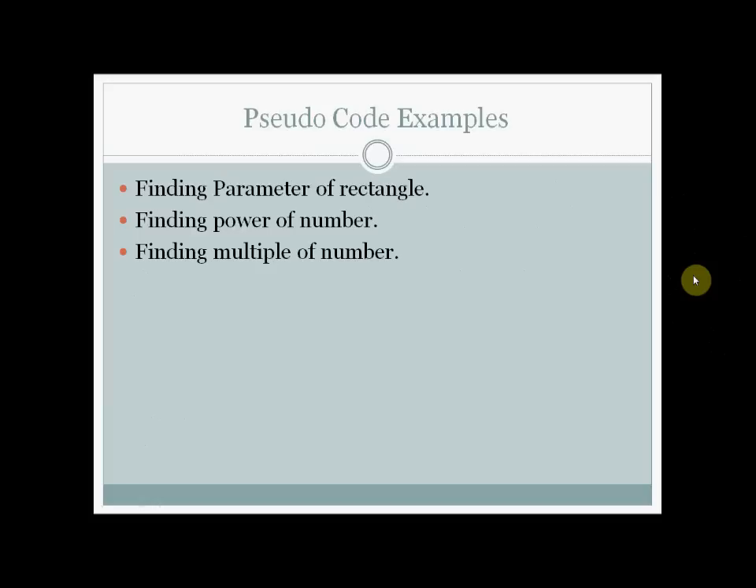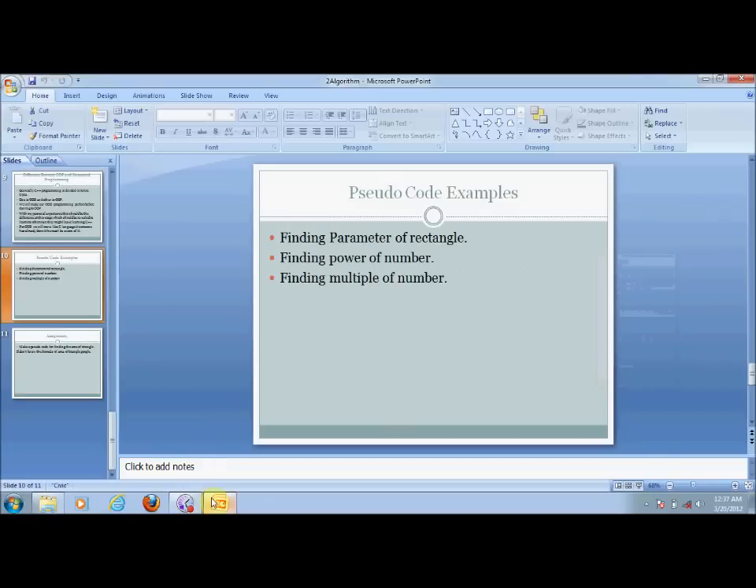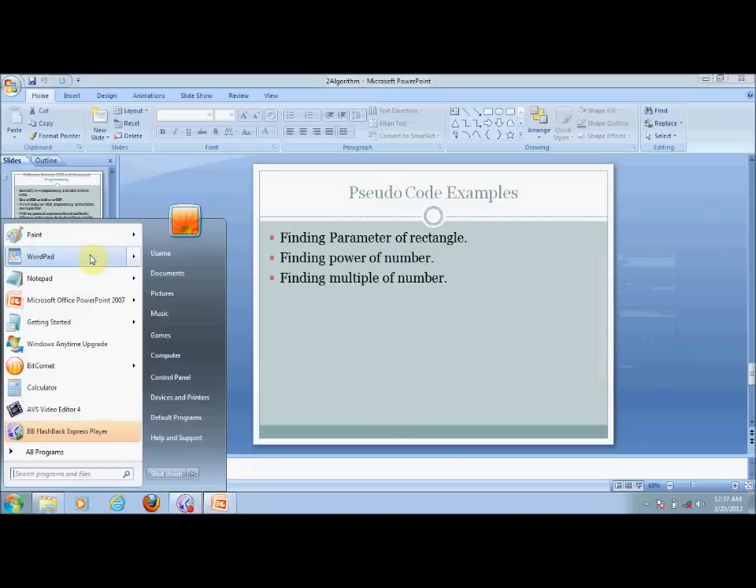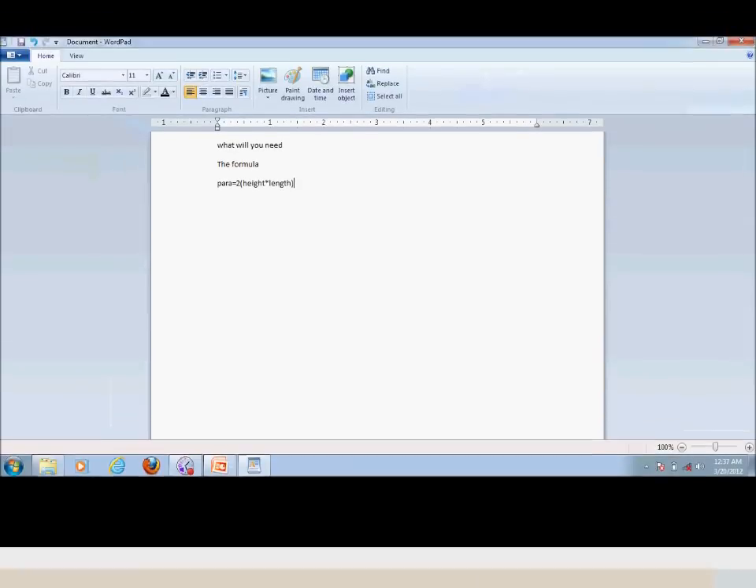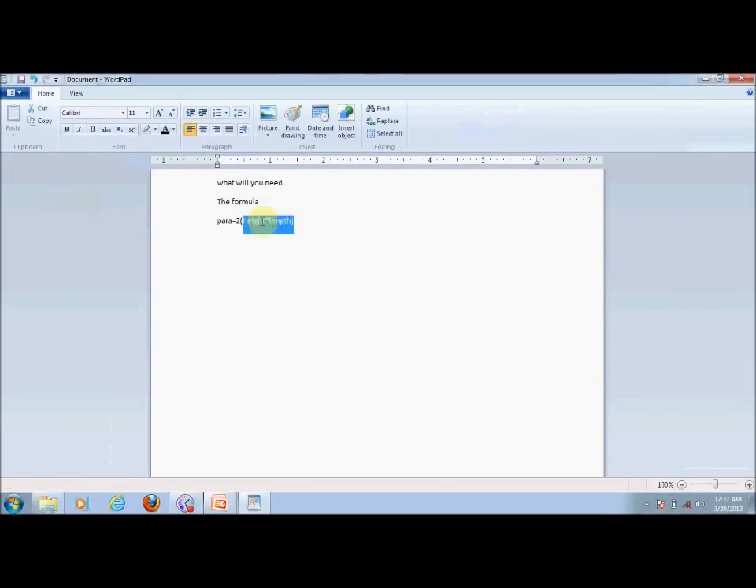Okay, let's do some examples. First of all, let's find the perimeter of a rectangle. Okay, so you must be clear while finding the perimeter of a rectangle. So the first step was what you will need: the formula. Okay, and this is the formula for the perimeter of a rectangle. So 2 is a constant here. Okay, height and length will be the input by the user.